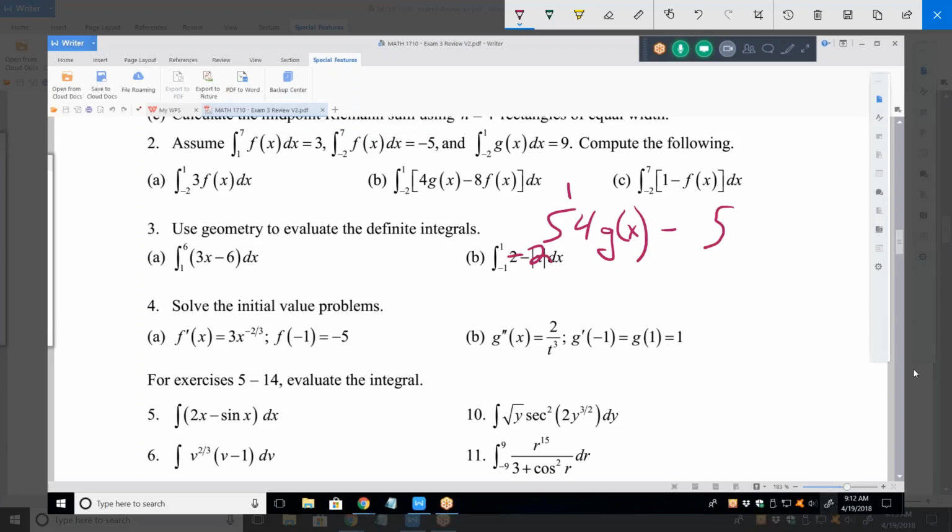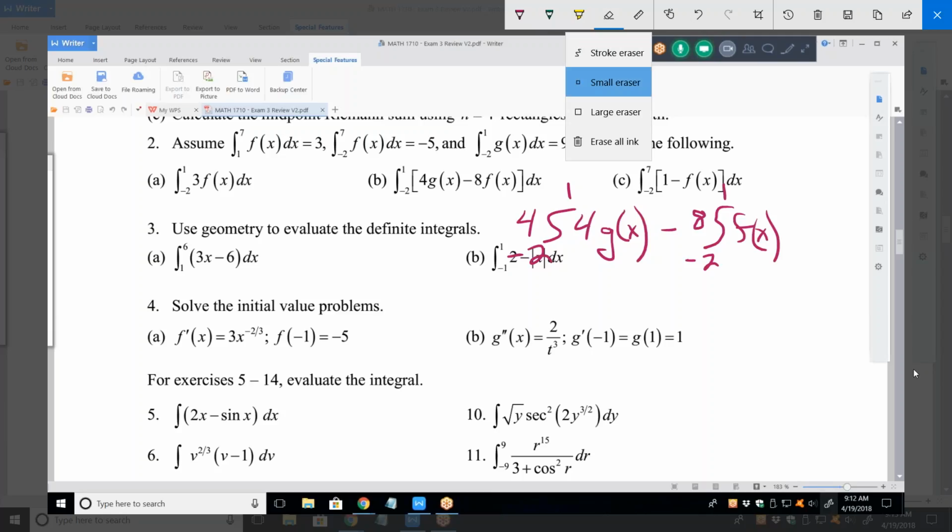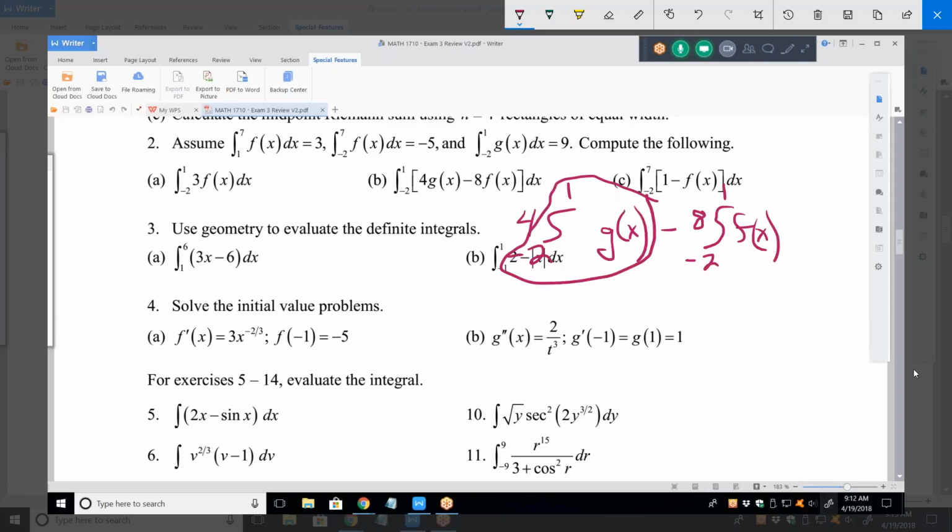Minus the integral... take that 4 out while we're at it. And then we have the answers for each of these, do we not? What is that? That is 9. Times 4 is 36. And what is this one? That's the one we calculated. So that's 8. So 64.